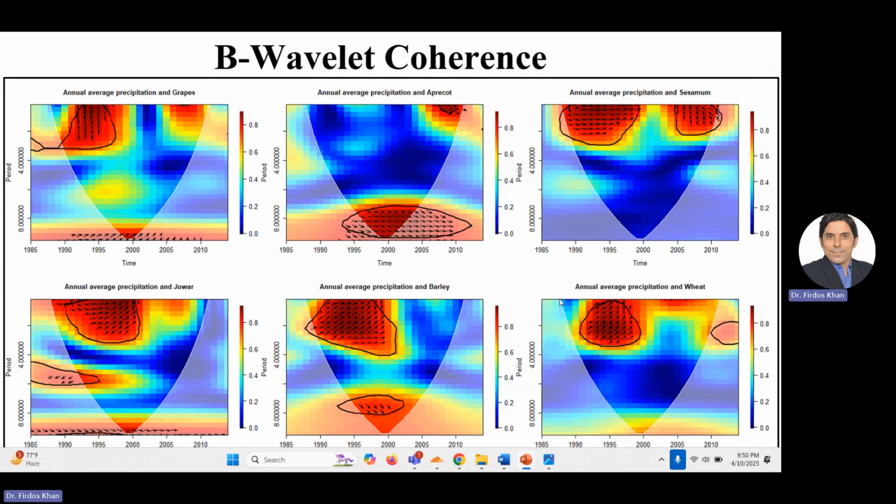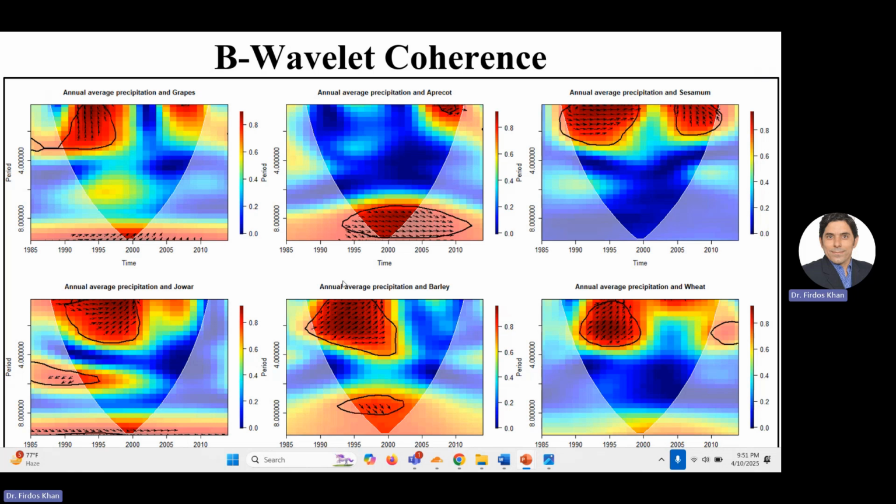So you can use these plots where you want to study the relationship between two variables, and particularly if you are interested in which variable influences the other. This will give you a detailed result about the relationship between these two variables in time and frequency domain.